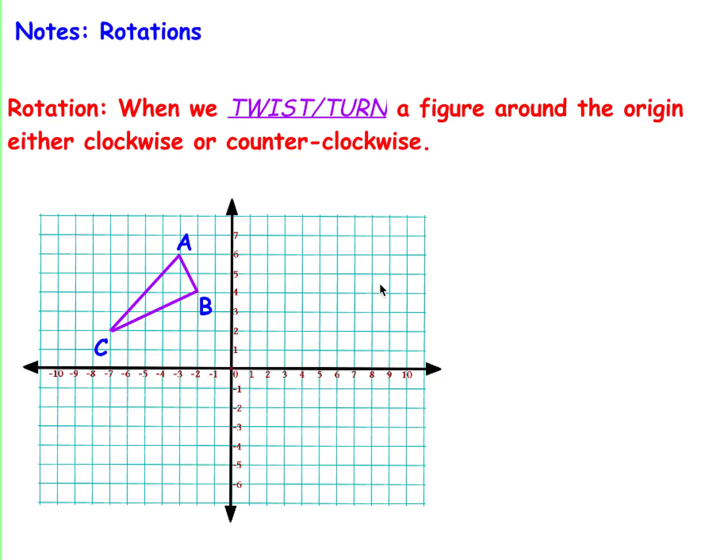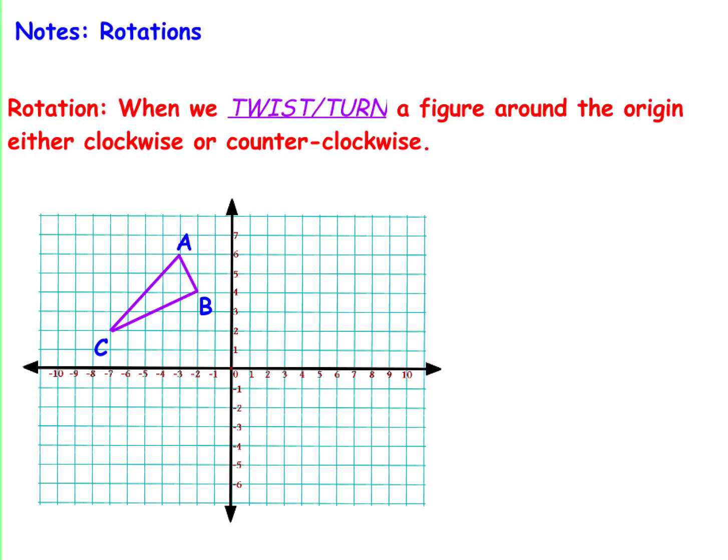Hey everybody, this is the video for rotations on graphs, or rotations with graphs. What we're doing is working on a new type of transformation called a rotation. Here is your definition for a rotation: it is when we twist or turn a figure around the origin, either clockwise or counterclockwise.